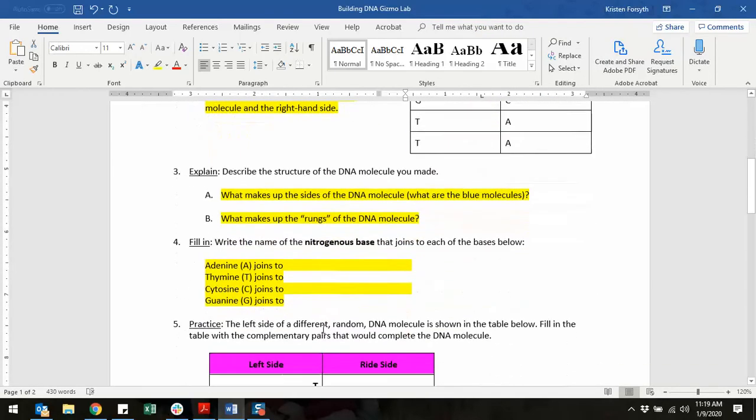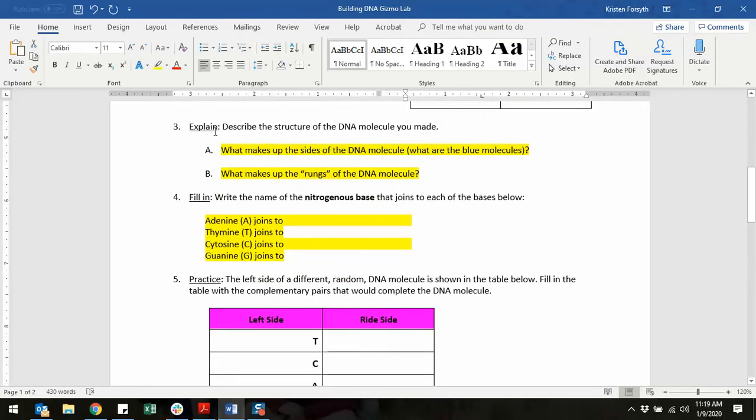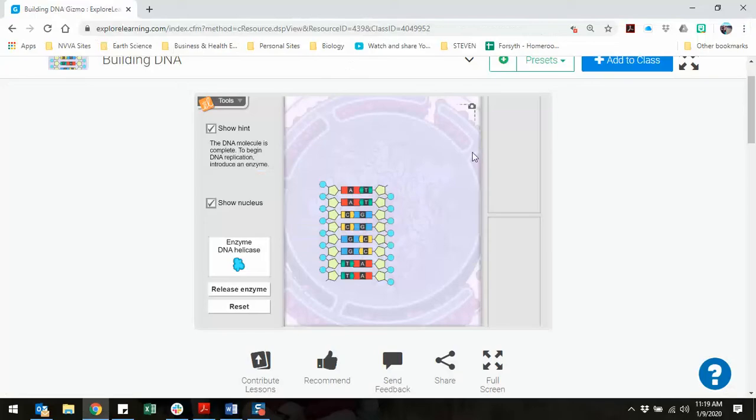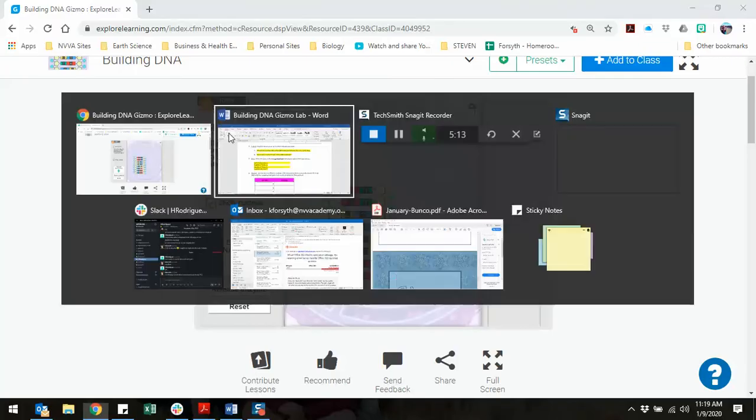Now you're down to number 3. It's asking you right here, what makes up the sides of your DNA molecule? What are the blue molecules? So look at the sides of it. What are those blue things called? You guys just had them in a chart over here. If you're not sure, go back and find those answers.